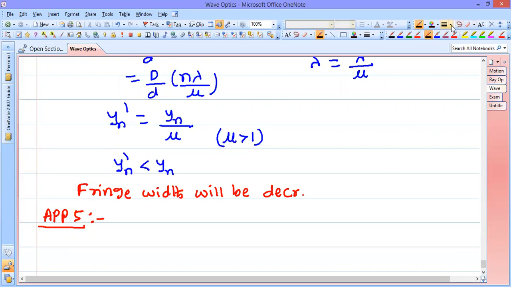You can see we are having the fringe width as yn is equal to capital D by small d times lambda, that is delta. For dark fringes it means (2n minus 1) lambda by 2. For bright fringes it means n lambda, right? Now, from this expression, I can say that the fringe width is directly proportional to the distance between slit and screen.